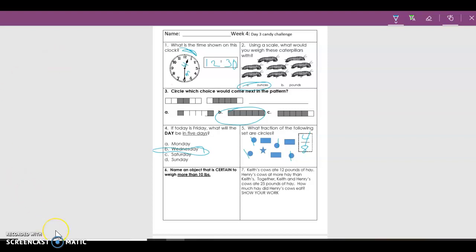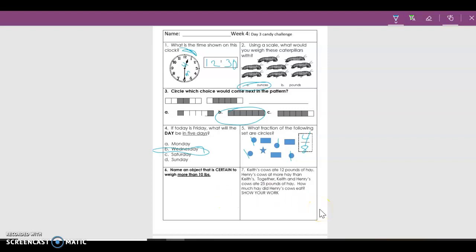Next up, number 6, name an object that is certain to weigh more than 10 pounds. This will have to be based on what your child picks. If it could be either way, you'll just have to use your judgment. But I know some easy things would be like a horse, a person, a car, anything that is certain, because we want to practice their understanding that certain means without a doubt, and more than 10 pounds, we want them to understand about the weight of 10 pounds and what's something that would definitely be more than that.